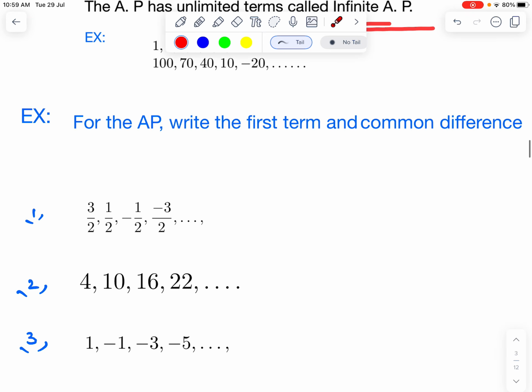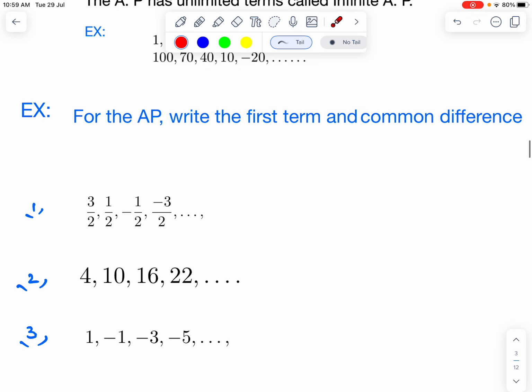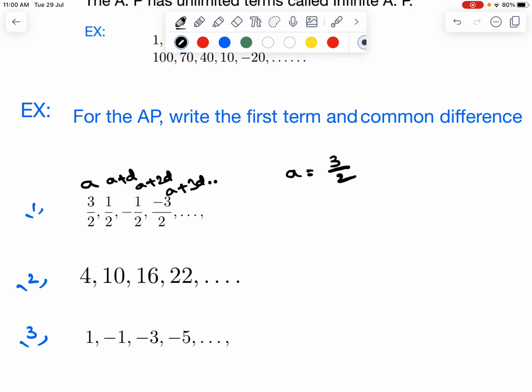Infinite AP. Example. For the AP, write the first term and common difference. Here you can observe this is the first term A. A is equal to 3 by 2. First term A. Second term 1 by 2. Second term A plus D. Third term A plus 2D. Next term A plus 3D, and so on. Here we want to find the common difference. That is D is equal to 1 by 2 minus 3 by 2, that is equal to minus 2 by 2.